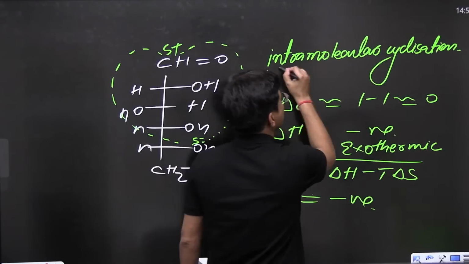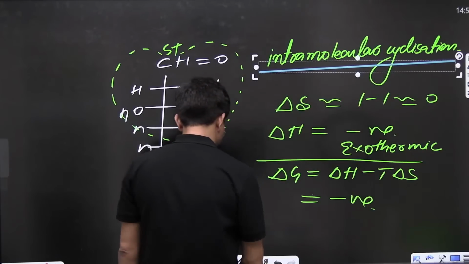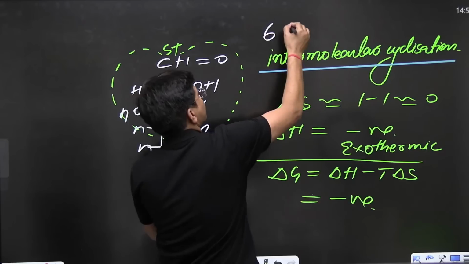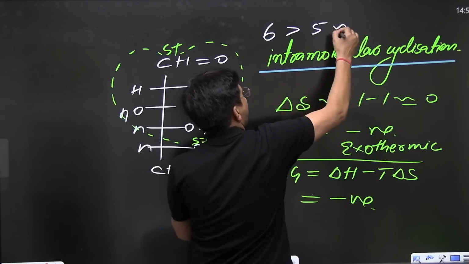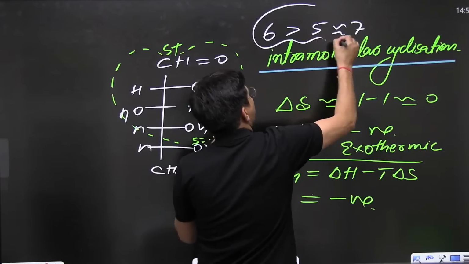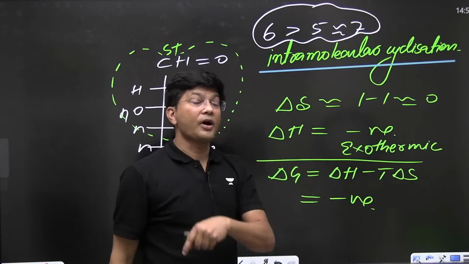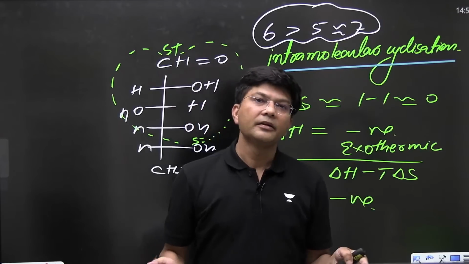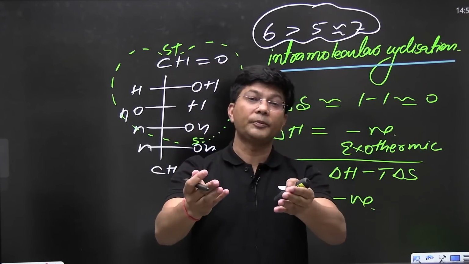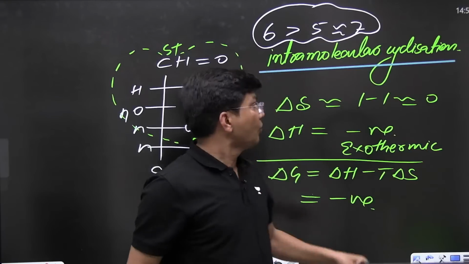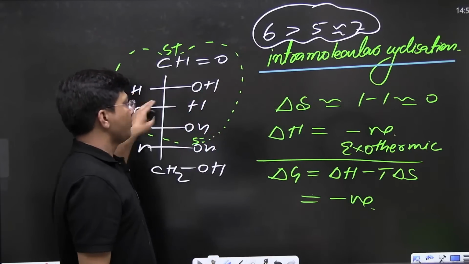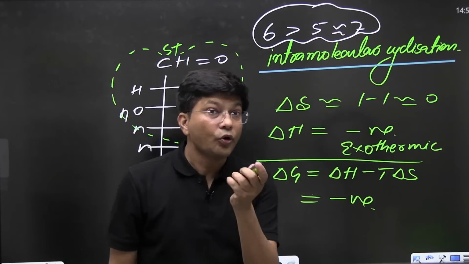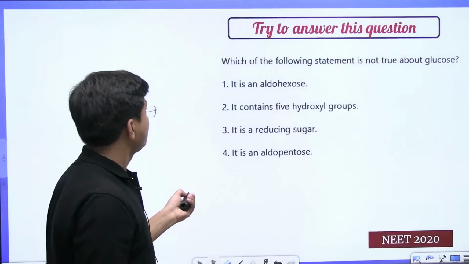if a ring of 5, 6 or 7 members is formed, remember that ring strain should not be there. Either the ring should be 6 membered or 5 membered or 7 membered, then always give preference to intramolecular cyclization. If the ring is smaller than 5 membered, then intermolecular. If it is more than 7 membered, intermolecular. Otherwise always give preference to intramolecular cyclization. Now my dear students, 2 glucose molecules, alpha D glucose molecules.